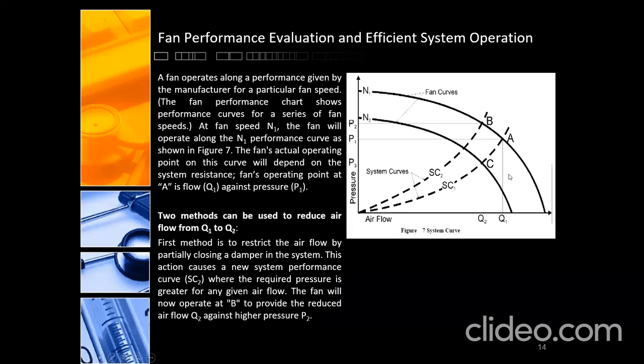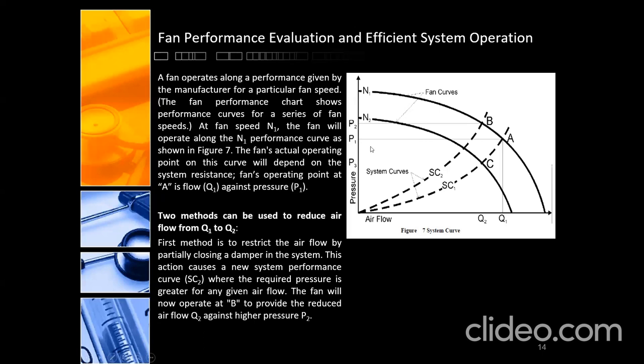The fan performance chart shows performance curves for a series of fan speeds. At fan speed N1, the fan will operate along the N1 performance curve as shown in figure 7. The fan's actual operating point on this curve will depend on the system resistance. Fan's operating point at A is flow Q1 against P1. Two methods can be used to reduce airflow from Q1 to Q2.